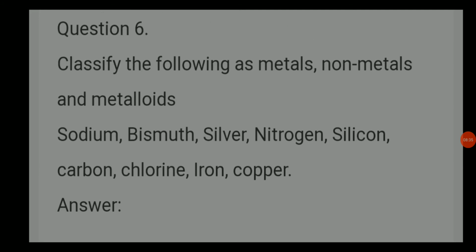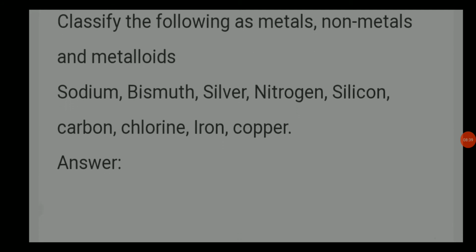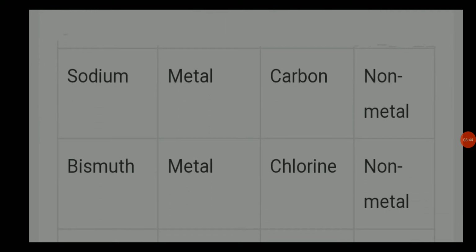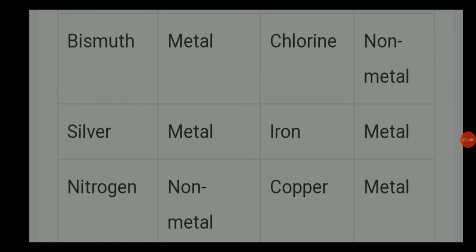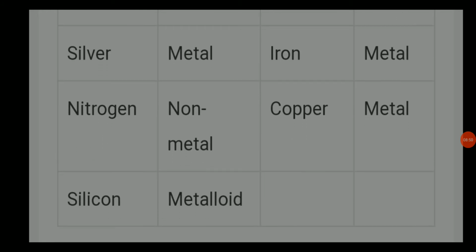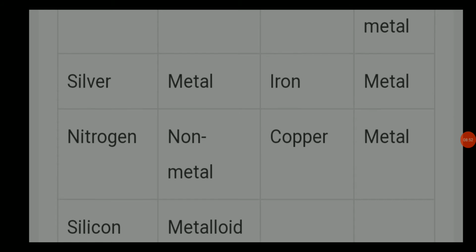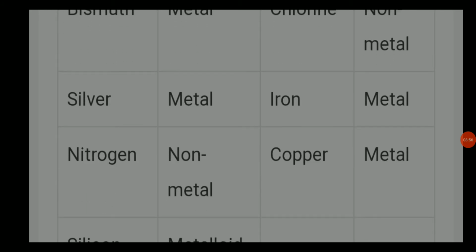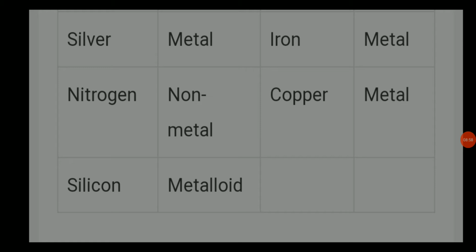Sixth one, classify the following as metals and non-metals and metalloids. So first one is sodium, it's a metal. Second one, bismuth, it's also a metal. Silver, metal. Nitrogen, non-metal. Silicon, metalloid. Carbon, non-metal. Chlorine, non-metal. Iron is a metal. Copper is also a metal. The only one here that is neither is silicon, metalloid.